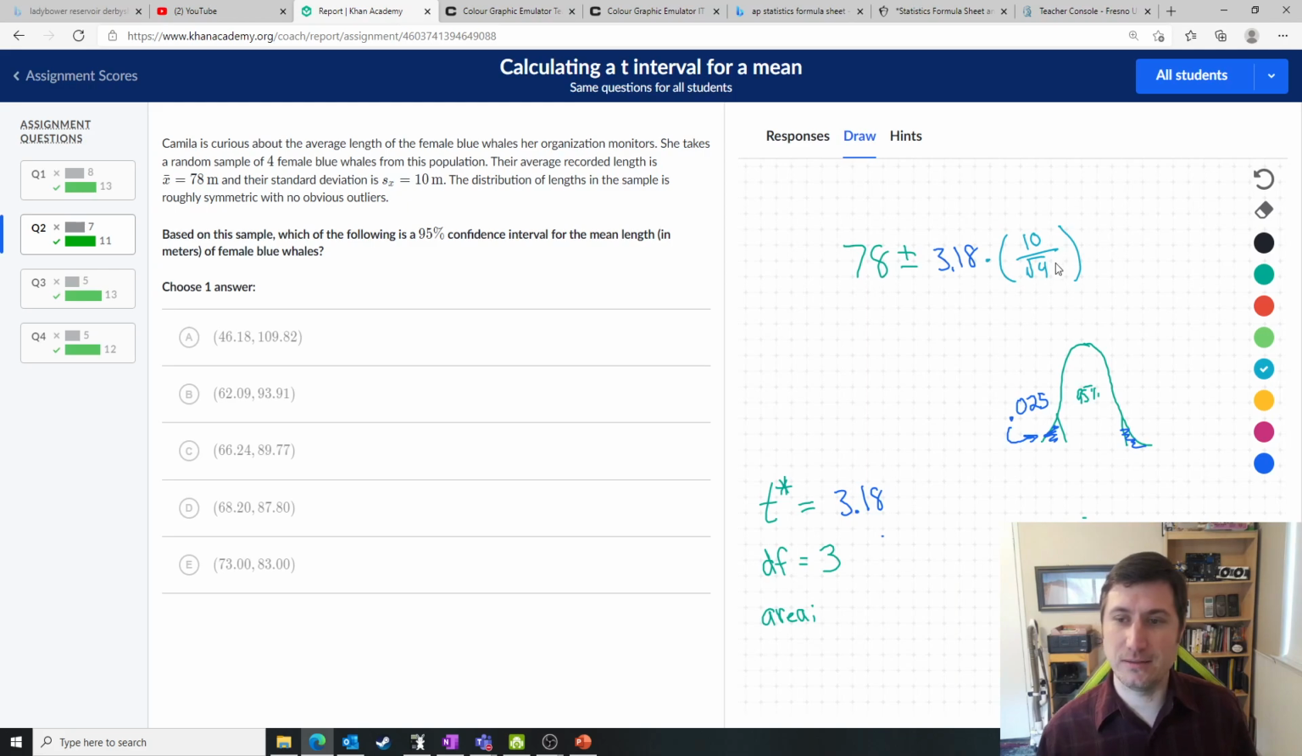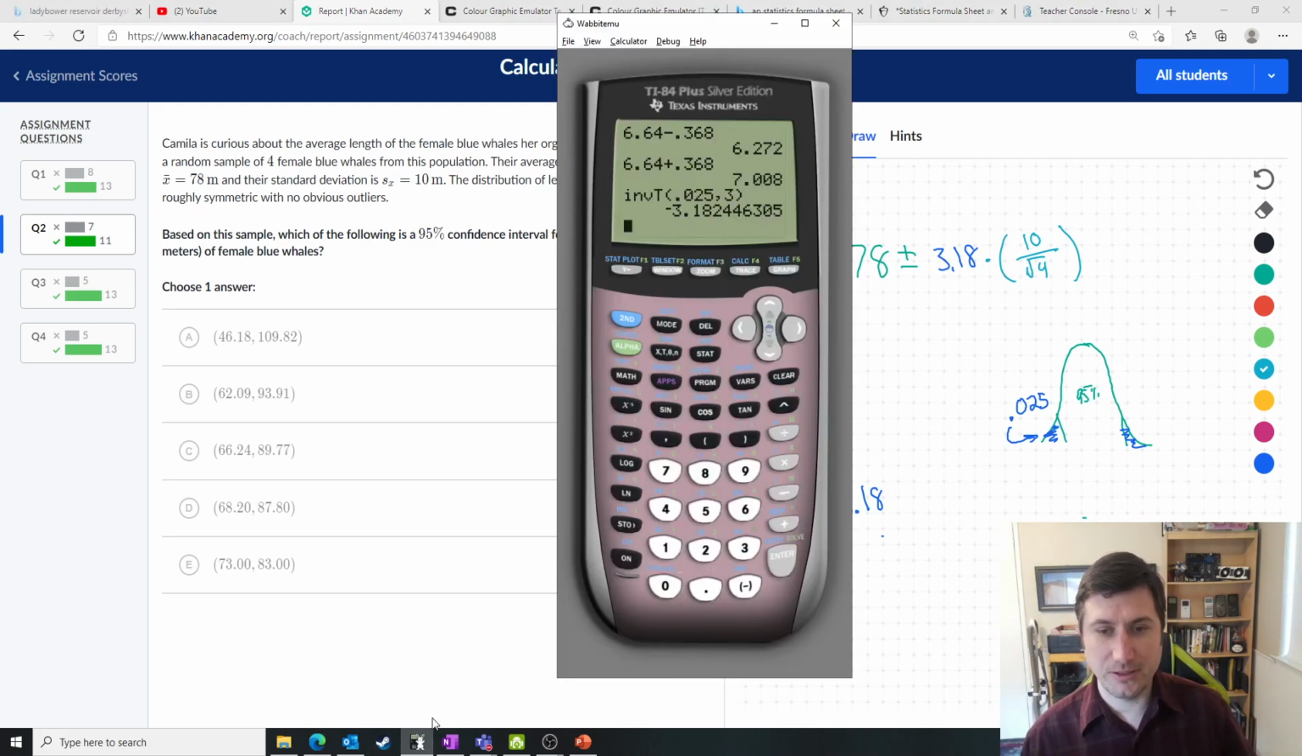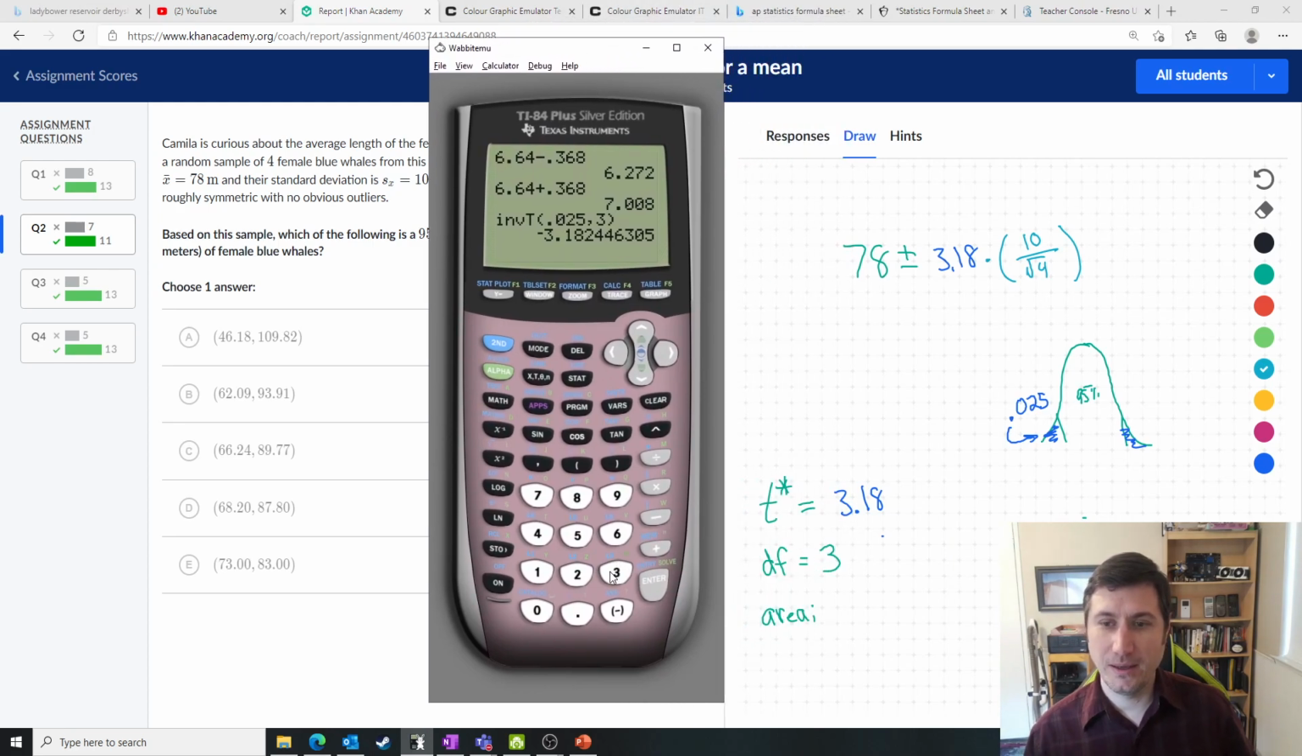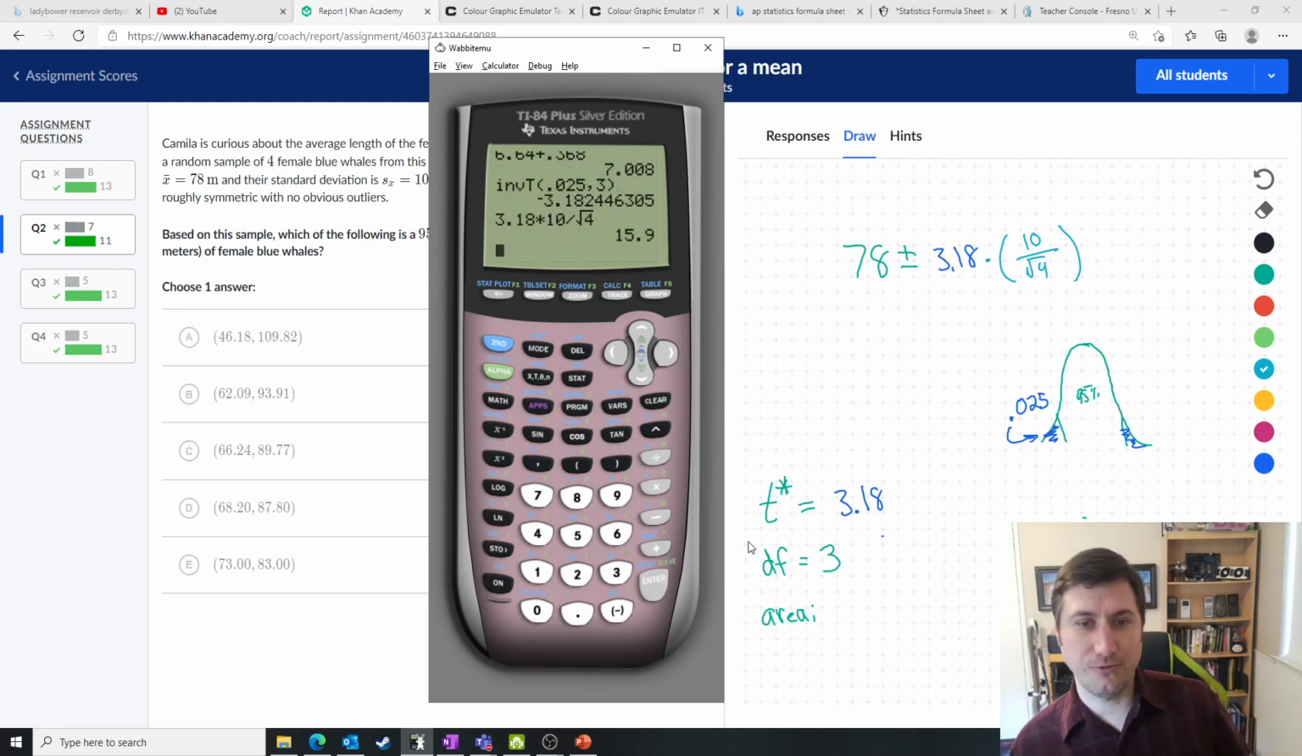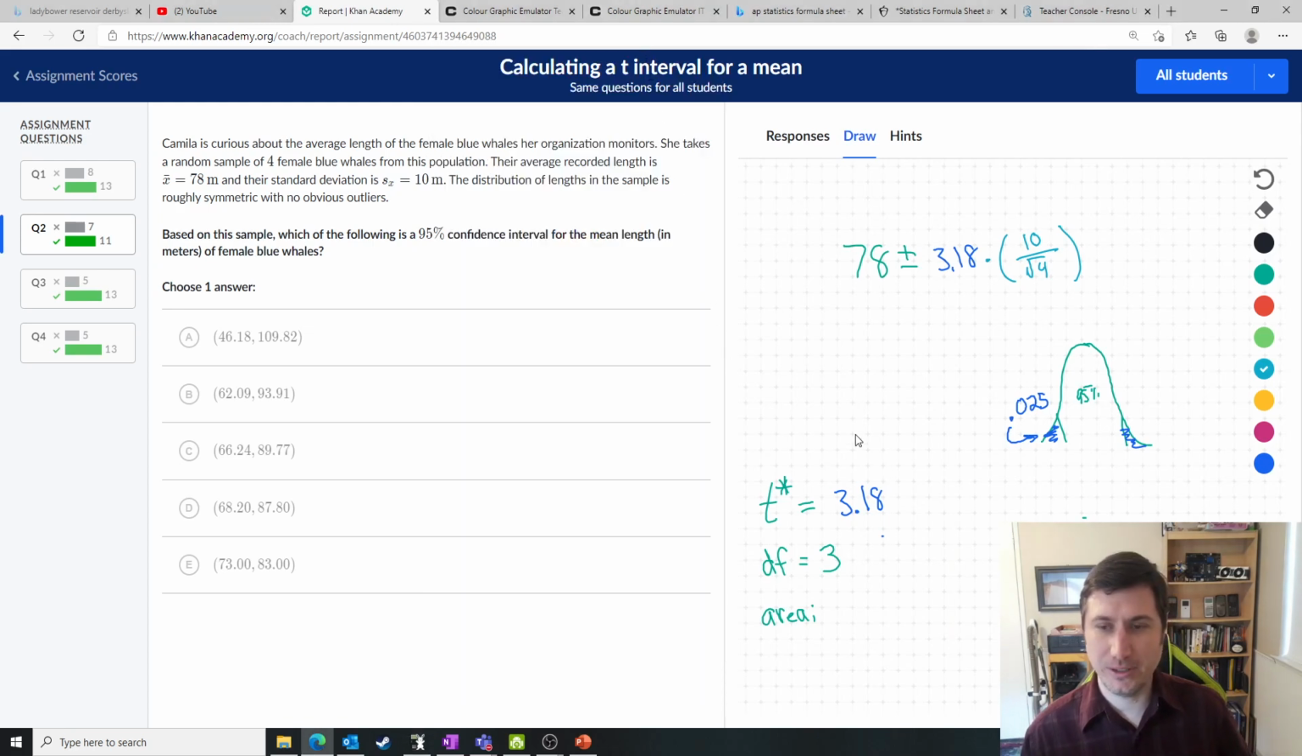Oh, that's kind of easy. The square root of 4 is 2. 10 divided by 2 is 5. But I'm going to type it all into the calculator anyways. 3.18 times 10 divided by the square root of 4. So 15.9. Yeah, that's good. That's 15.9. So that is 78 plus or minus 15.9.